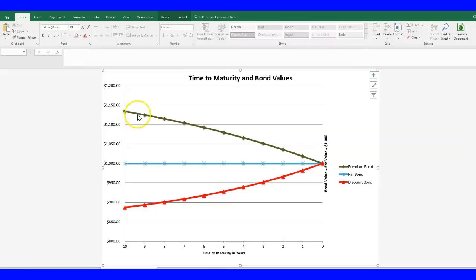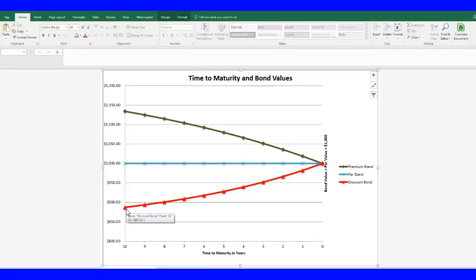However, that effect becomes less and less over time. One way of thinking about it is right before maturity, it really doesn't matter too much what interest rates are if we don't have much time to maturity. Likewise, if we purchase a discount bond, this would be a bond that, in this example, is paying 10%, but all other bonds in the market are paying 12%. To entice somebody to buy that, the price would have to be lower than $1,000.